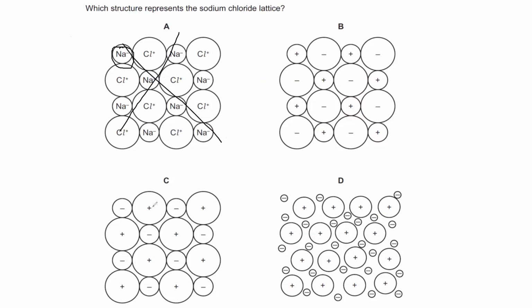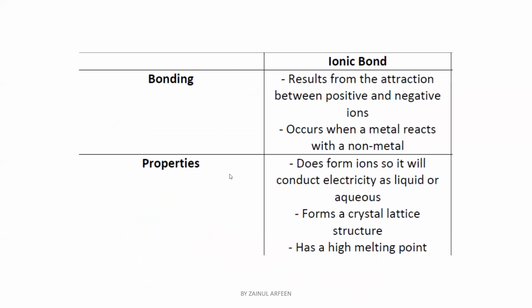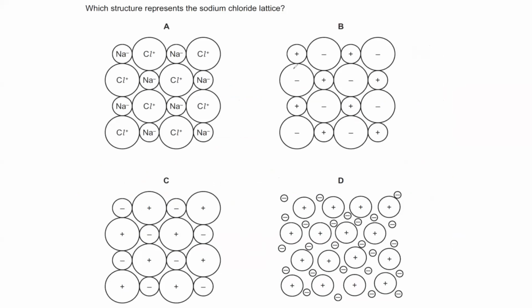When you check B and C, in B the positive ion is smaller, in C the positive ions are larger. And normally in sodium chloride, positive ions are smaller and negative ions are larger. Why? Because when you draw the sodium ion, as you can see in the previous example, the sodium ion is having two shells, whereas the chloride ion is having three shells. That's why the size of the chloride ion is bigger than the size of the sodium ion. So C cannot be an answer because the sizes are different.